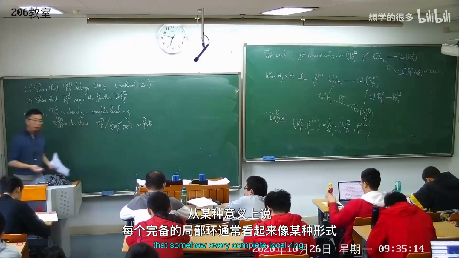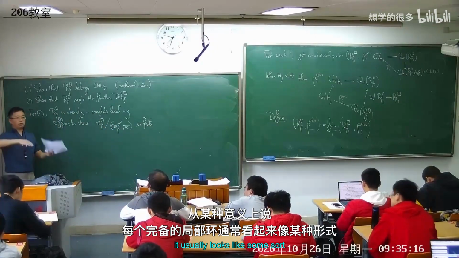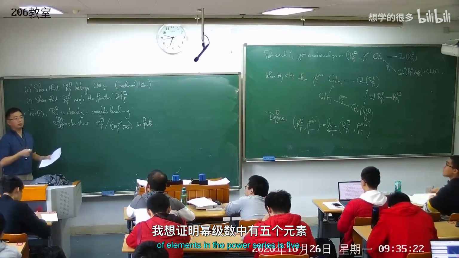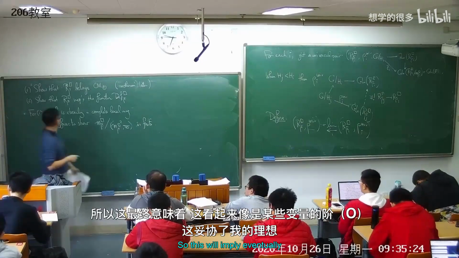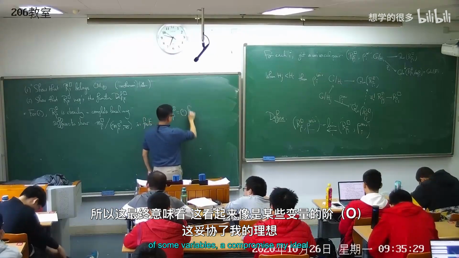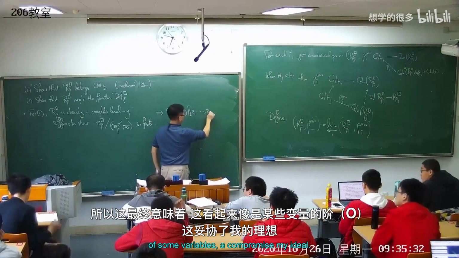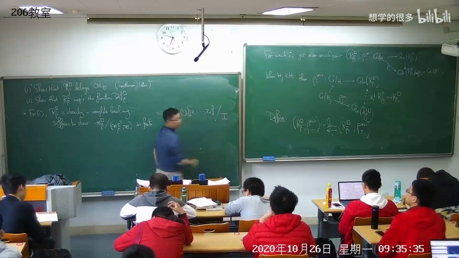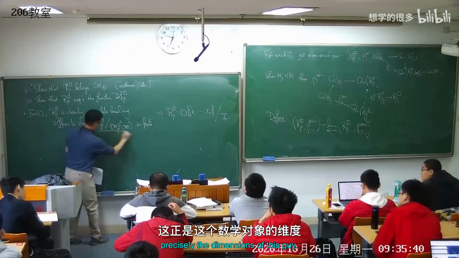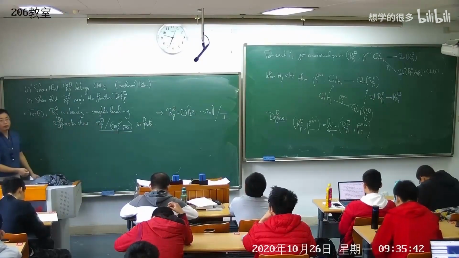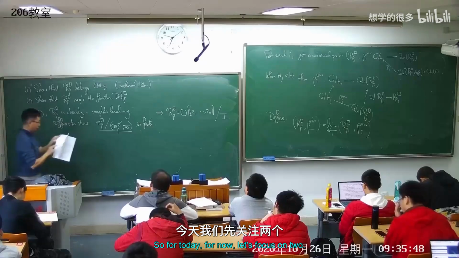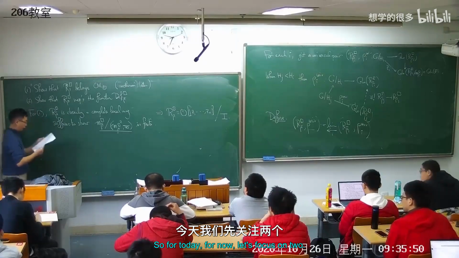In the sense that every complete local ring usually looks like some sort of power series ring quotient by something. I want to show the number of variables in the power series ring is finite. So this will imply eventually that this looks like O of some variables quotient by some ideal. And of course, we want the number of variables to be minimum. That's precisely the dimension of this. But we'll do that later. So for today, for now, let's just focus on 2.